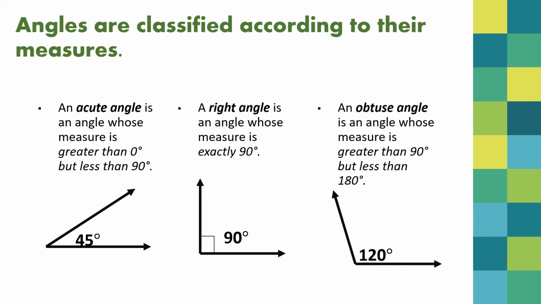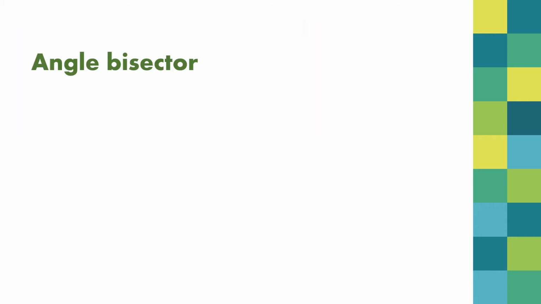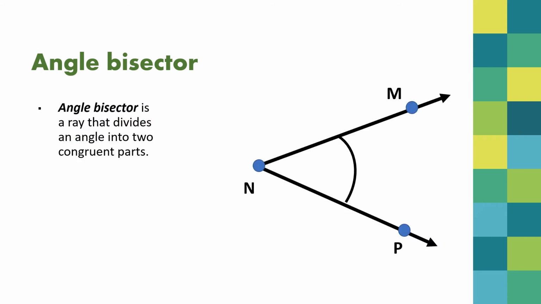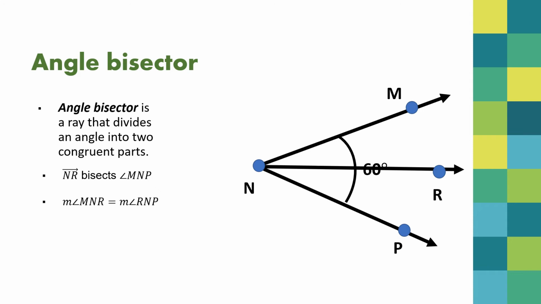An angle bisector is a ray that divides an angle into two congruent parts. So given angle MNP, whose measure is 60 degrees, ray NR bisects angle MNP. The two congruent angles are angle MNR and angle RNP, whose measures are both equal to 30 degrees.